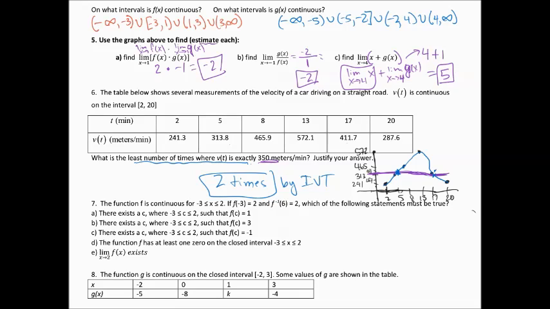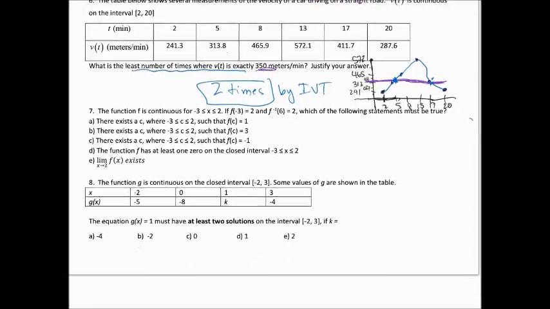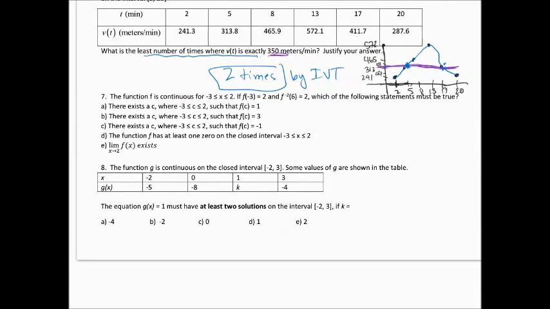Okay, moving on to number 7. Number 7 says the function f is continuous for -3 less than or equal to x less than or equal to 2. If f of -3 is 2 and the inverse of 6 is 2, which of the following statements must be true? Well, let's take a look at what we have here. In this case, I am taking a look at these function values. And again, if it helps you to make it visual, sketch a graph, let's use this color right here.